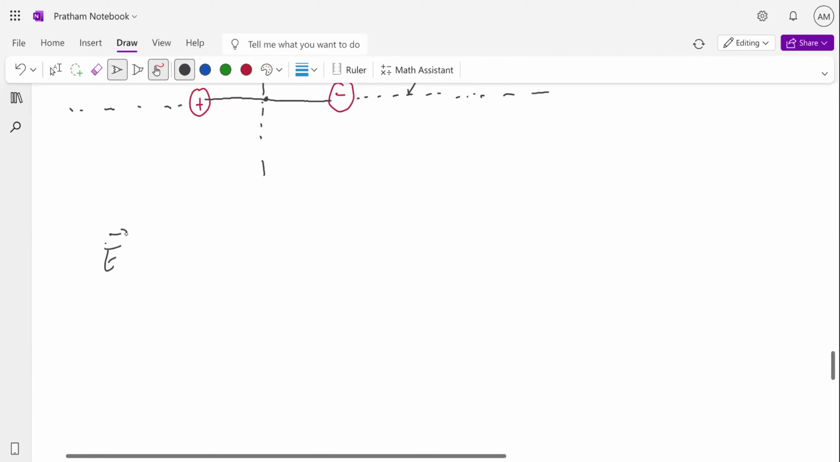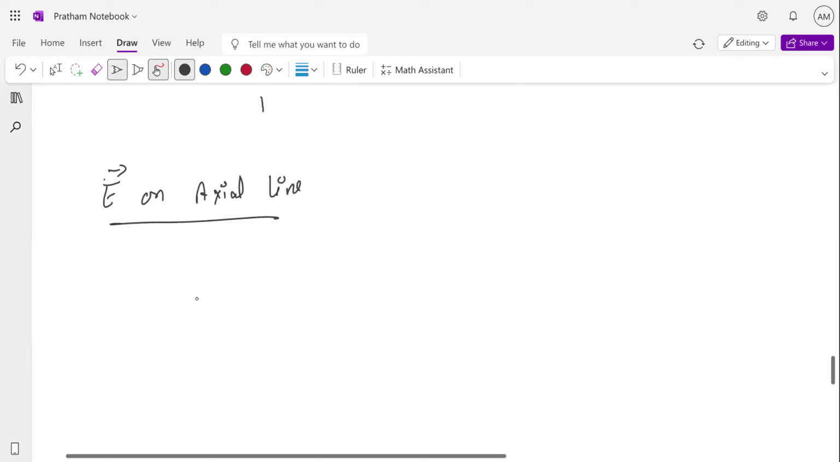Electric field on the axial line. A very simple idea is let's take the positive charge over here and the negative charge over here. This is the center point, so I can say the distance to be L, because we are taking the whole distance as L. Is that clear?